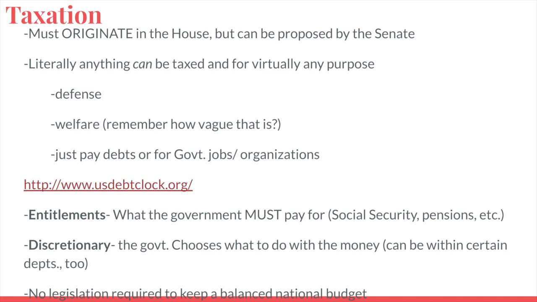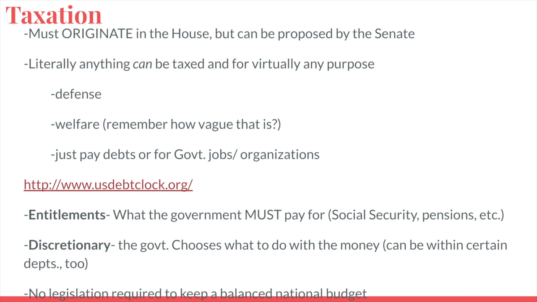So you can tax for anything and spend it on anything. A big thing they're going to have to spend it on is entitlements. That is what the government is legally obligated to pay for. So that would be Social Security, government pensions, things that they could be sued over if they don't follow through. You pay into Social Security, you expect to get stuff out of it.